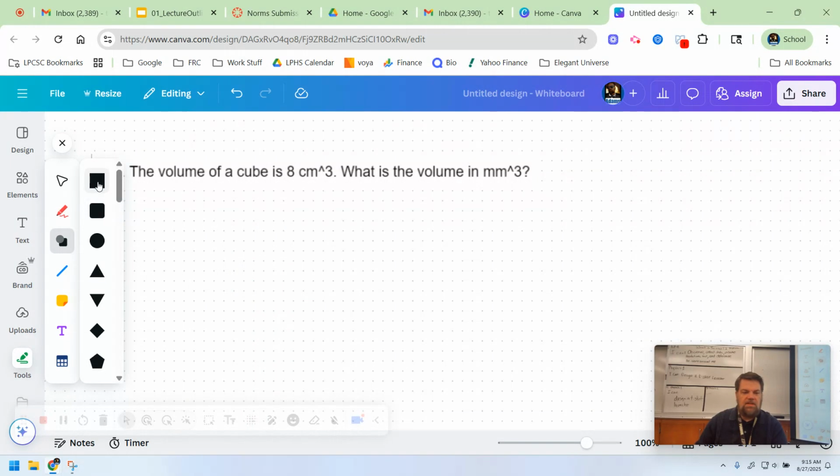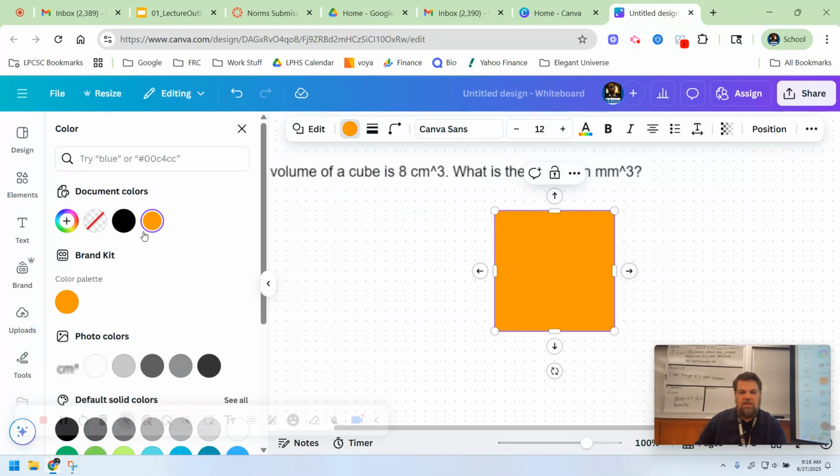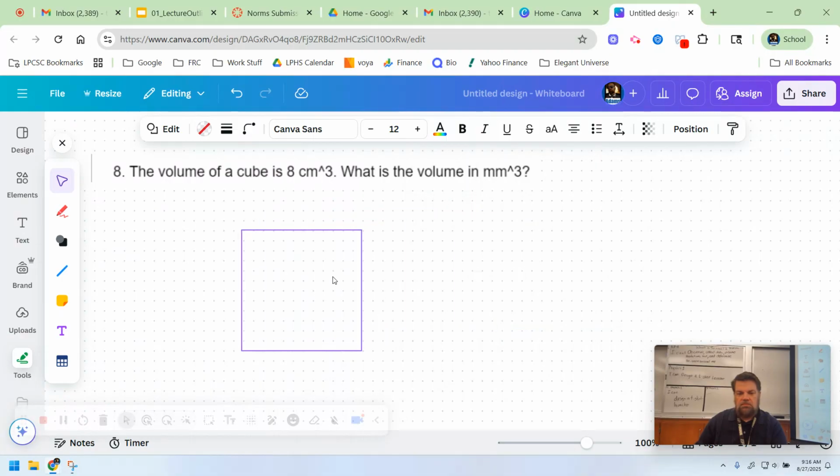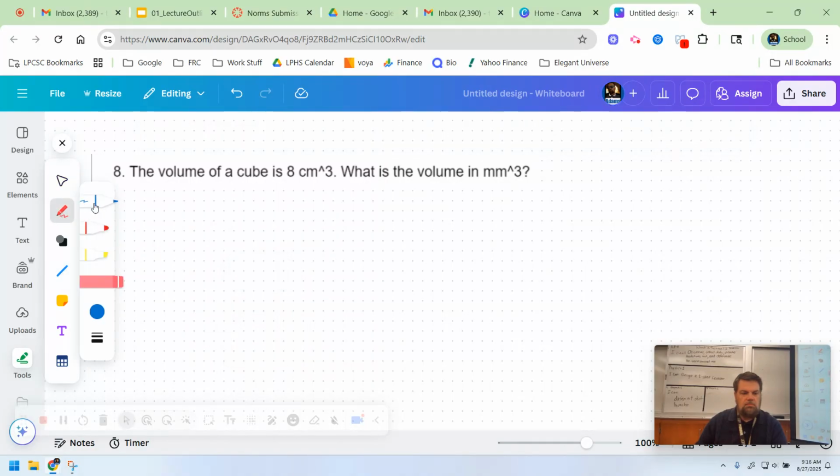I'm going to do it like this. And boy, we're getting fancy. All right. What? That's okay. We'll just sketch one out. I'll just have to be patient. So just pretend that this is a perfectly drawn cube.